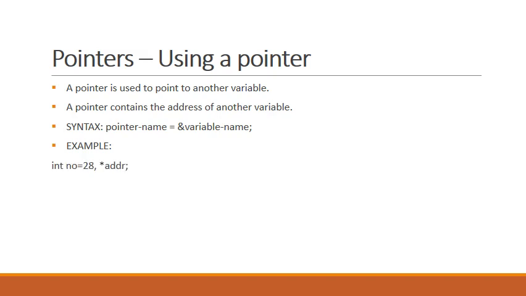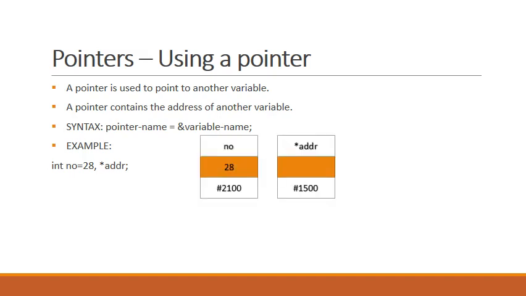For example, we can have two variables, one of integer data type, int no is equal to 28, some number, and a pointer variable addr. Now addr can be assigned with the address of no. So here is how the memory is allocated for no and addr, two different variables. They have been given two different memory locations. Say no is stored at location 2100, addr is stored at location 1500. no is initialized with the value 28.